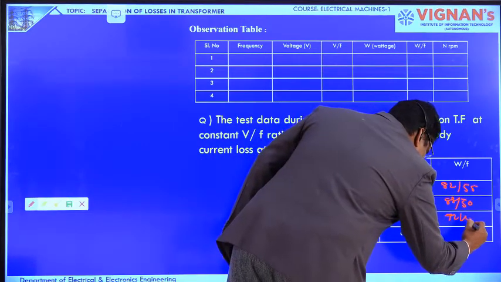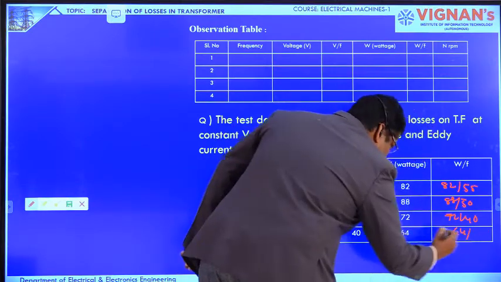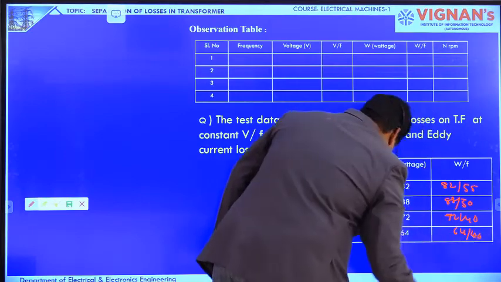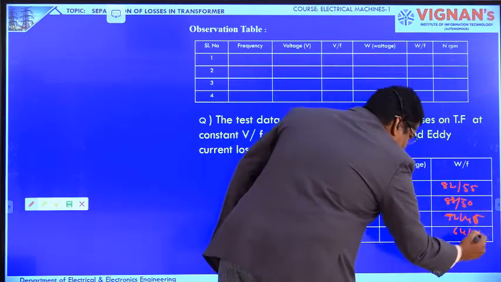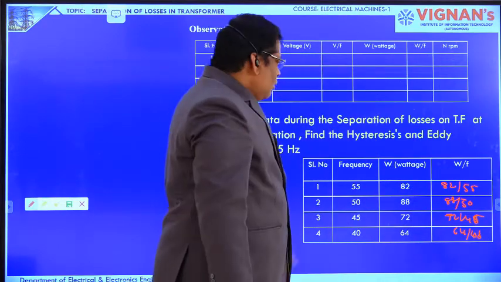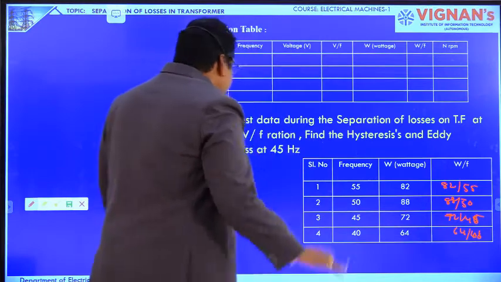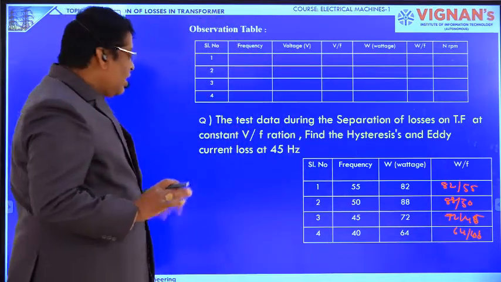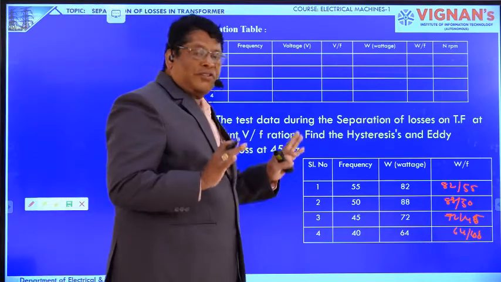72 by 40, we are getting some value. 64 by 40, again you are getting some value. Now you know the value of omega W by F. Now we take a proper scale. I will explain only the procedure.